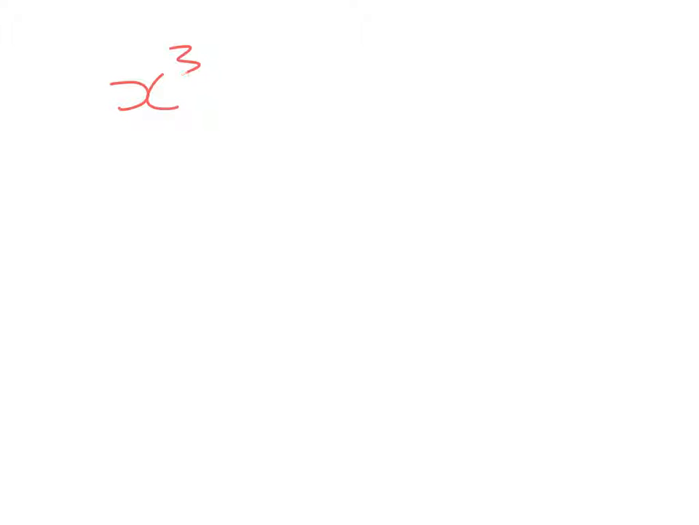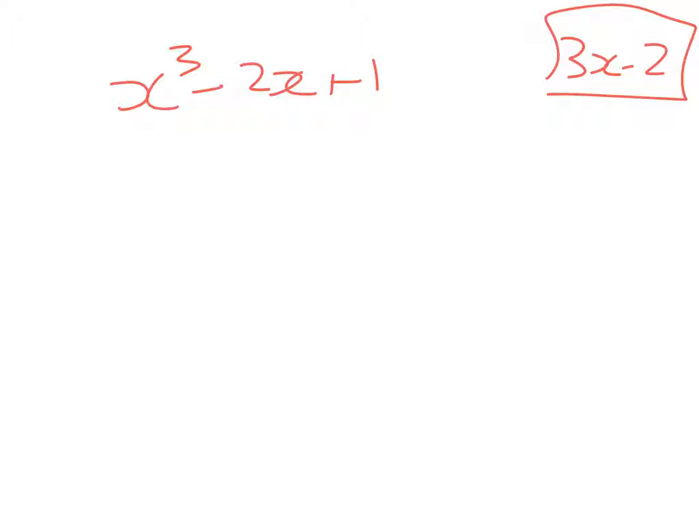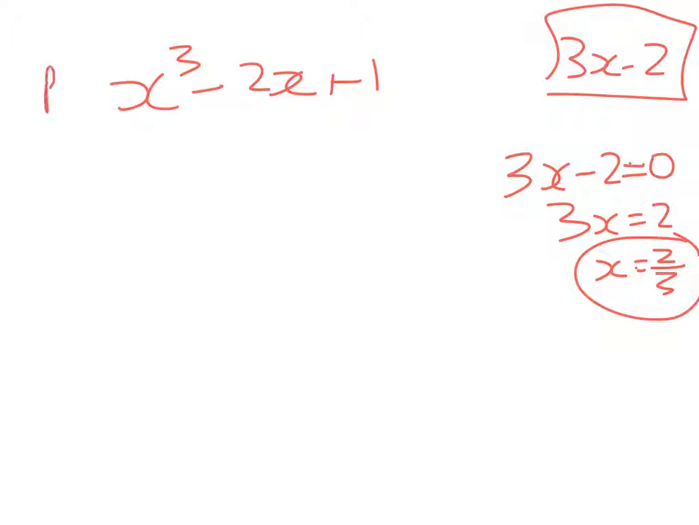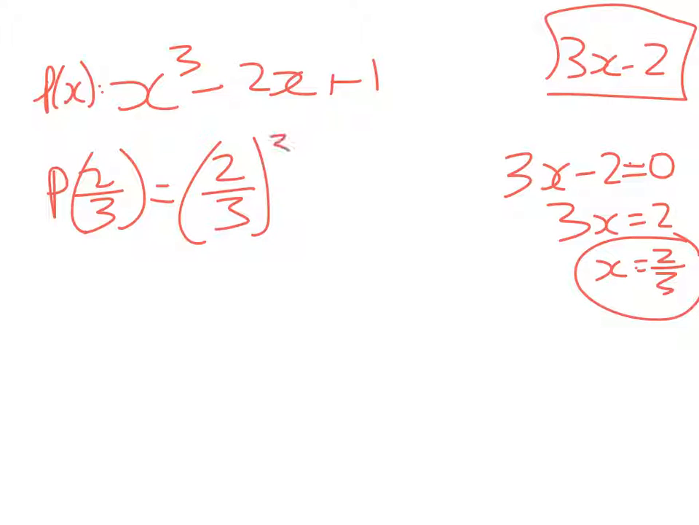Alright, so we've got x cubed minus 2x plus 1, and we're dividing it by 3x minus 2. So we look at our linear divisor and we say, well, 3x minus 2 equals 0, so 3x equals 2, x equals 2/3. We're going to substitute this into my polynomial. We're going to evaluate p at x equals 2/3. So it's going to be 2/3 cubed, don't even think about changing that to a decimal, minus 2 times 2/3, and it's a plus 1.